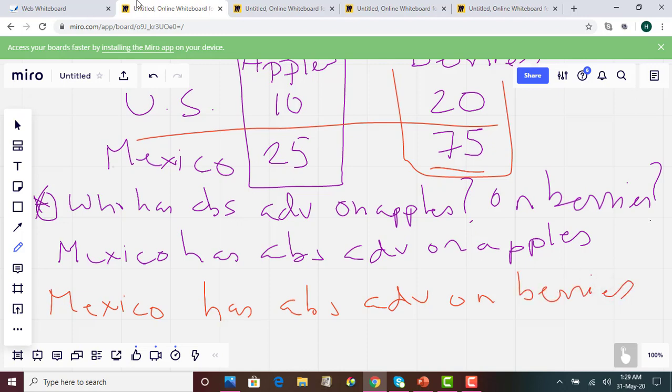However, again, remember, resources are limited. So Mexico, although it has absolute advantage in apples and berries, cannot engage in the production of both because resources are limited. They have to make a choice. They can either produce apples or produce berries, and they need to trade for the other product from the US. Okay, so that's why we move on to the concept of comparative advantage, where we look into opportunity cost.